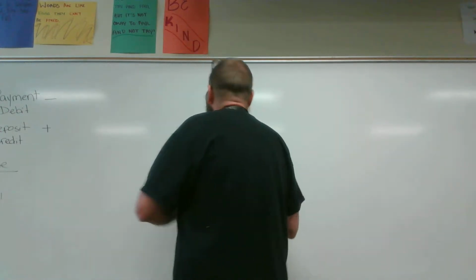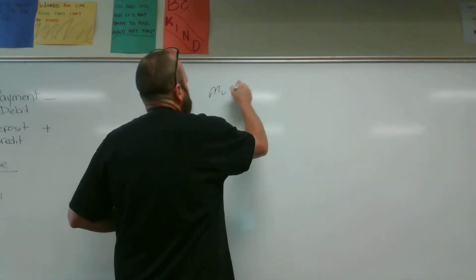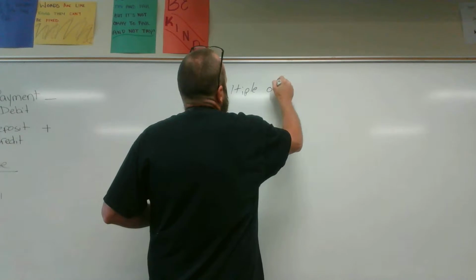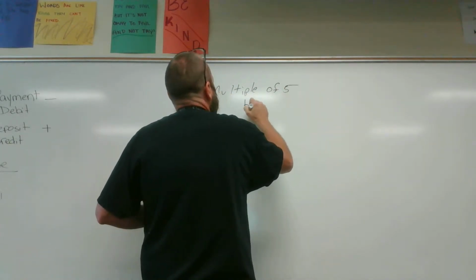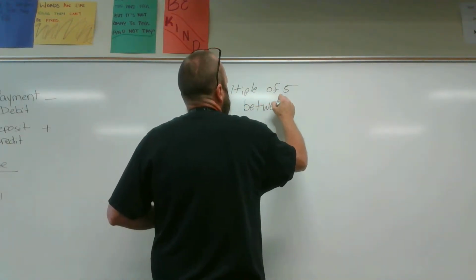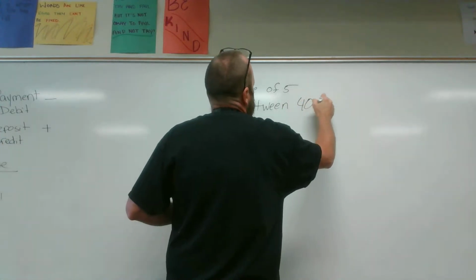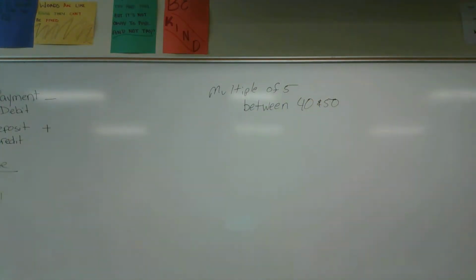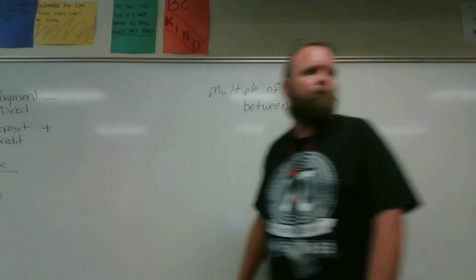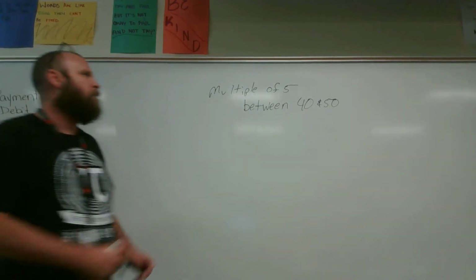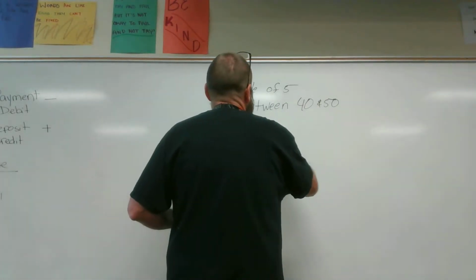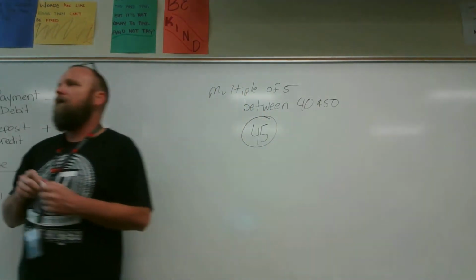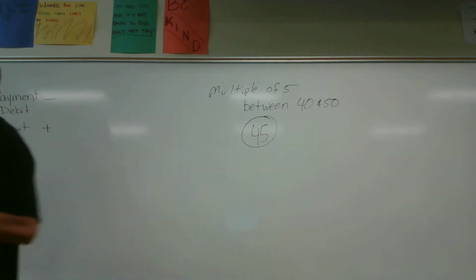Multiple of 5 between 40 and 50. That's easy. Between 40 and 50. Easy peasy airplane squeezy. 45. And the Team Shake person that was selected was Riley. A multiple of 5 between 40 and 50. 45. Looks easy. It's so easy, even Kira could do it.